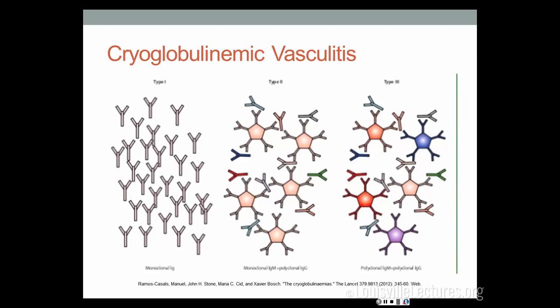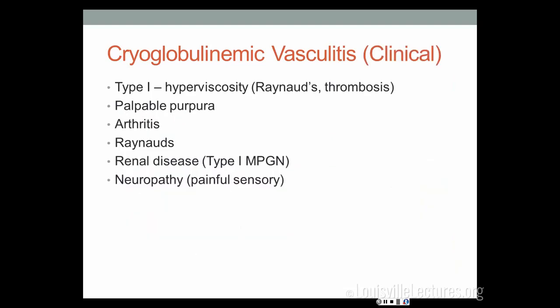And there's three kinds. The first one is a monoclonal. You have a monoclonal immunoglobulin, and that's almost always due to a blood dyscrasia, like Waldenstrom's macroglobulinemia. So we won't talk about that one anymore. And then the other two. Type 2 is a monoclonal IgM to polyclonal IgG, and type 3 is a polyclonal IgM to polyclonal IgG. And these are the ones associated with infection, classically hepatitis C, and with underlying connective tissue diseases. So type 1, they present in different ways. Type 1 is hyperviscosity syndrome.